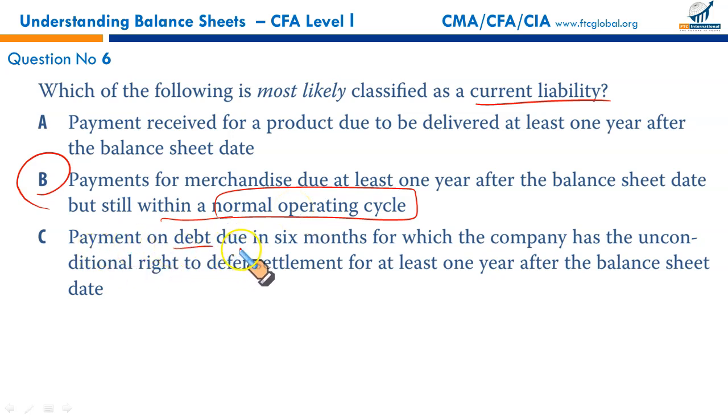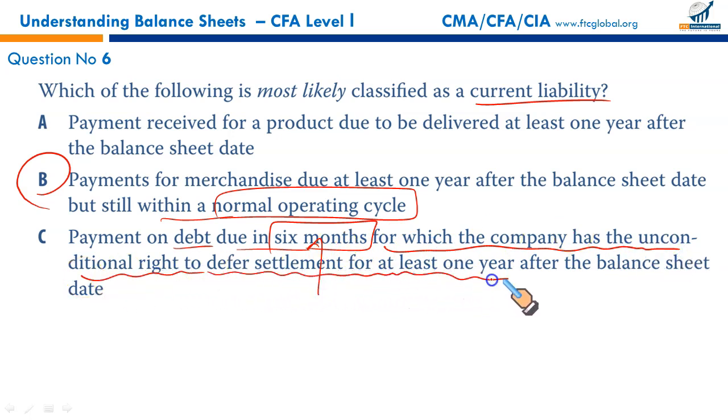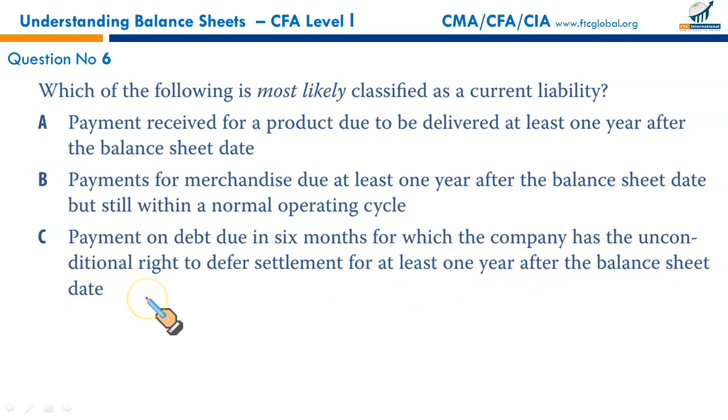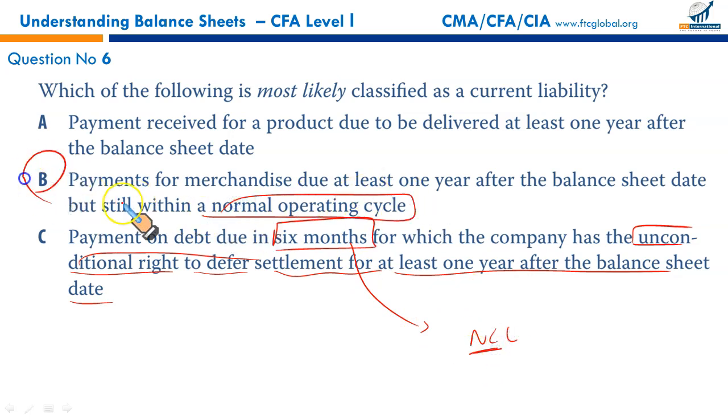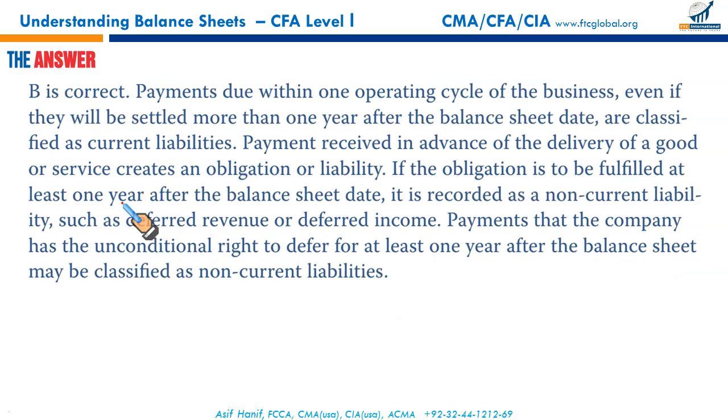C: Payment on debt due in 6 months. Apparently a current liability, because a liability which is to be settled within 6 months is a current liability, but here the company has the unconditional right to defer settlement for at least 1 year after the balance sheet date. If you just look at this, you might say it's a current liability, but since the company has the unconditional right to delay the payment for more than 1 year, and is most likely to exercise this right, we can classify it as a non-current liability. But this one, within the normal operating cycle, is a current liability. That makes B the correct option.